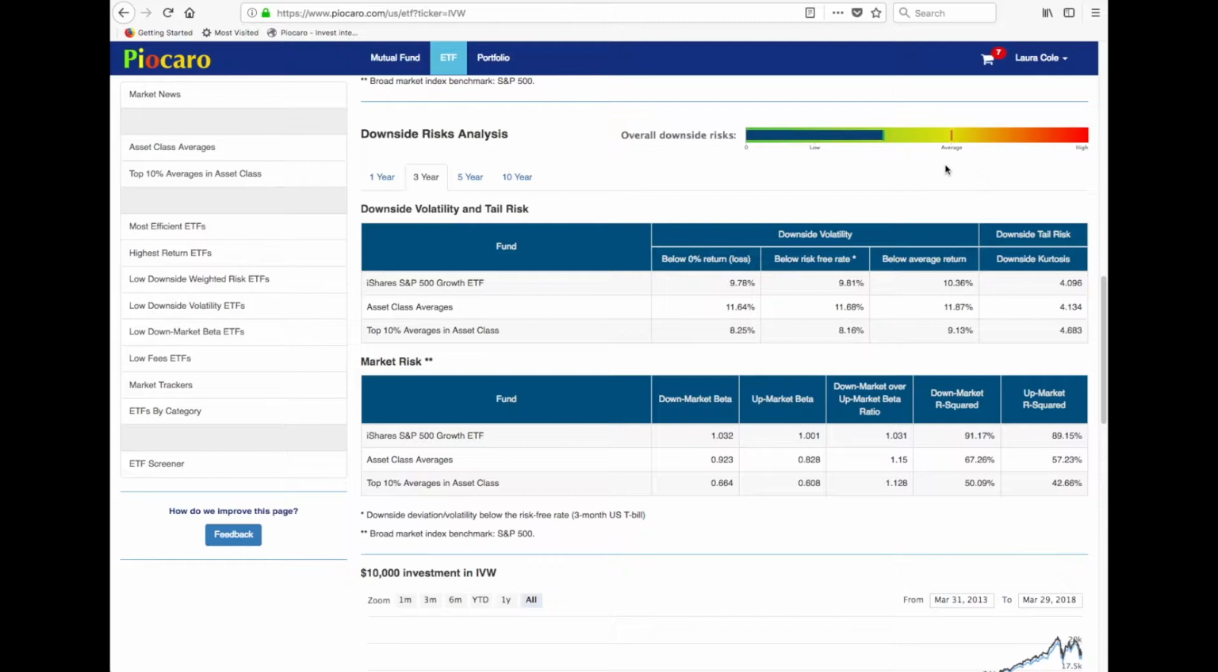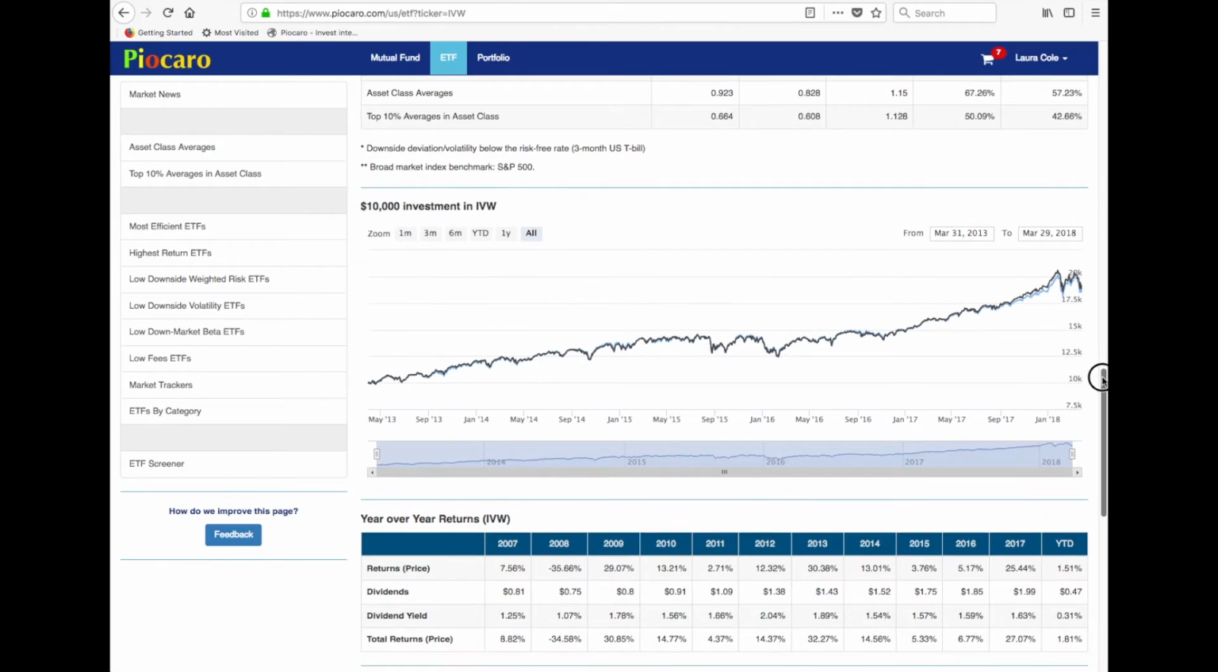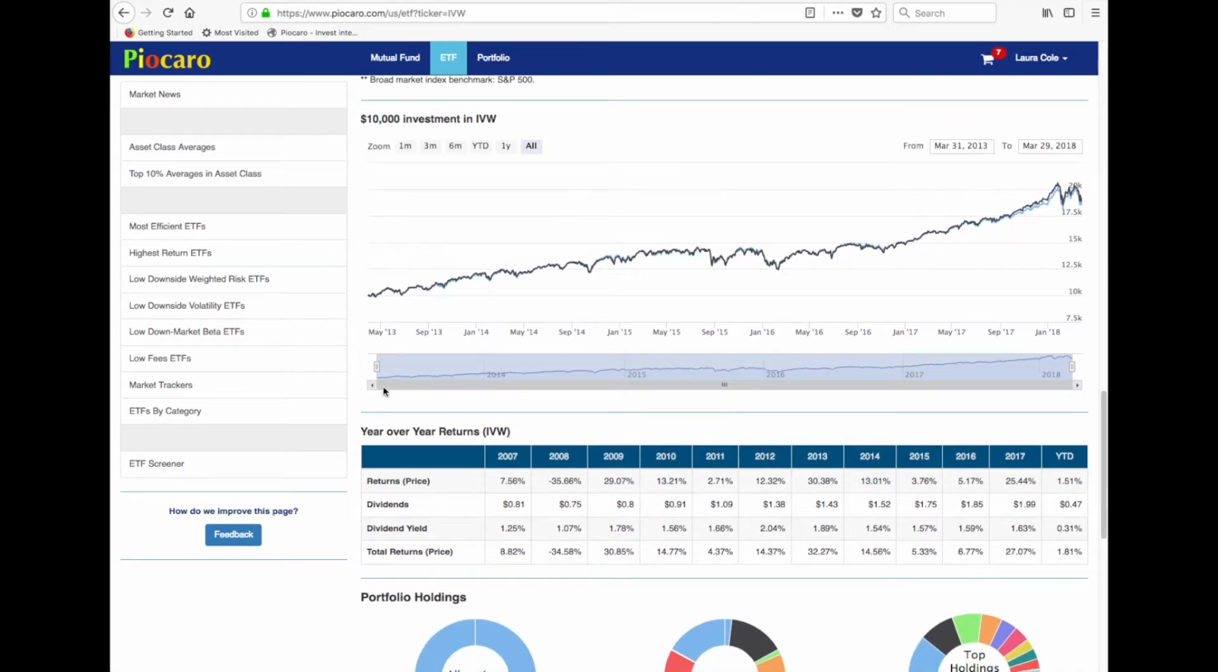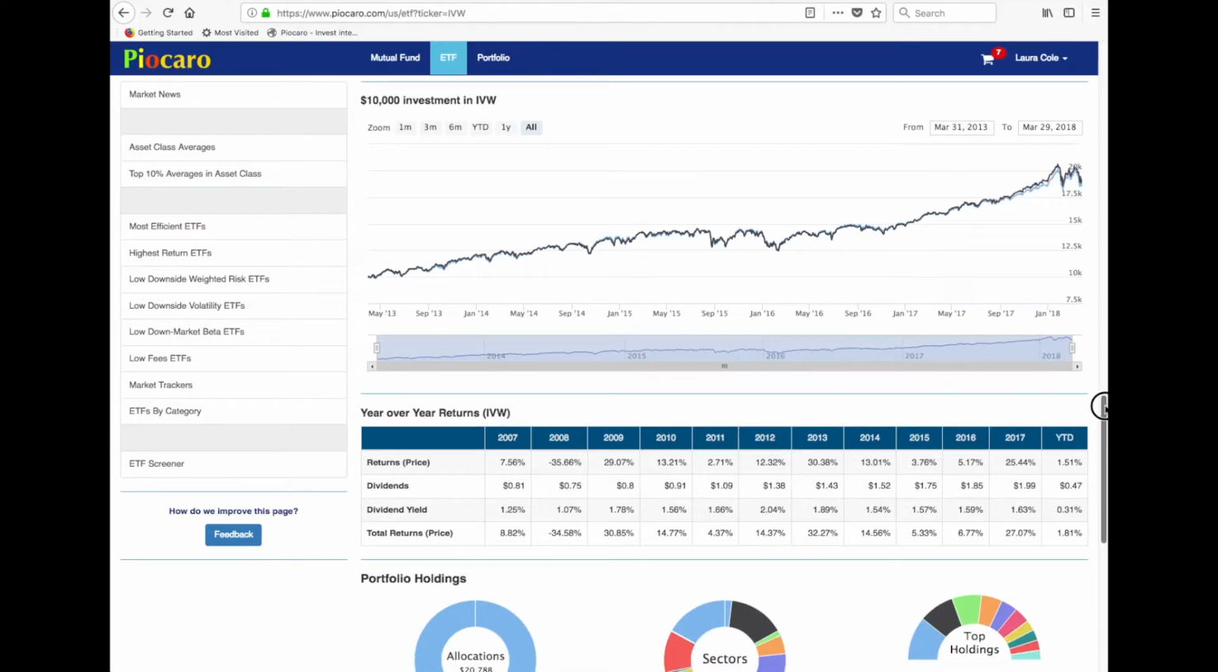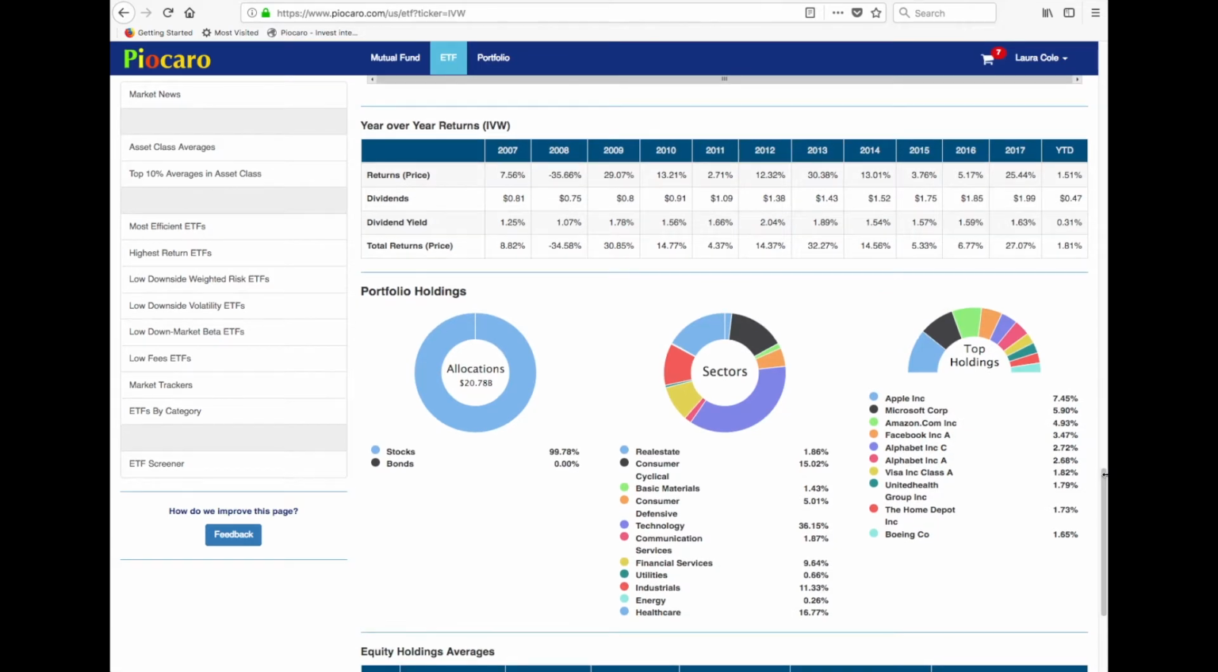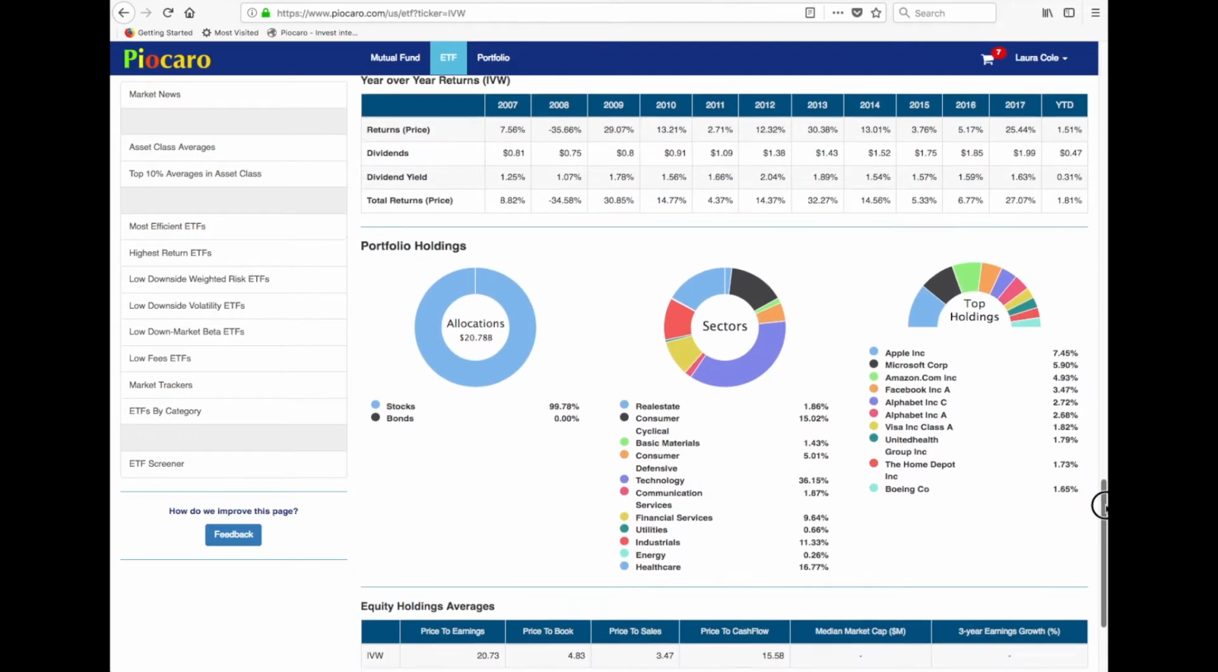Looks promising. Let's look at this chart that shows how your hypothetical $10,000 investment has performed in the past 5 years and how it compares to the S&P 500 Growth Index and the Russell 1000 Growth Index. It's tracking very closely to the US large growth indices. The year-over-year returns summarizes the ETF's returns, dividends, and dividend yield for each year for the past 10 years. The portfolio holdings summarize this ETF's overall holdings.